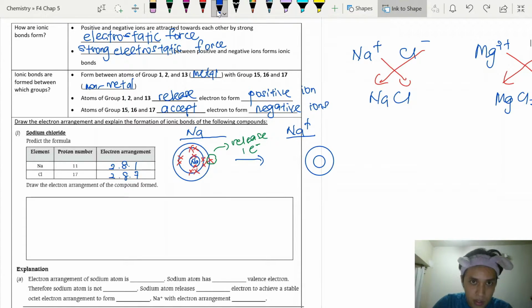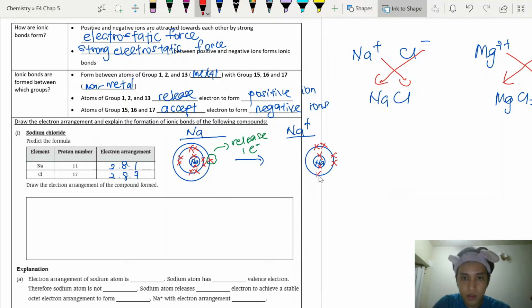Now once you already release the valence electron, meaning the third shell is already empty, you don't need to draw out the third shell anymore. So for sodium, you just fill in the rest: 2, 4, 6, 8. For ions, we need to draw the bracket, and then here we are going to write the charge. This is how we draw the electron arrangement for ions.